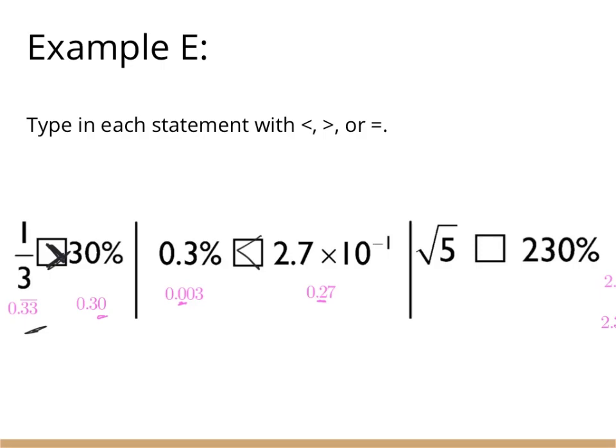I've got the square root of 5, so I'm going to take my 5, put it in my calculator. When I go ahead and do that, I end up with 2.236 on and on and on forever and ever. And then I've got 230%. So again, I'm going to divide that by 100, or I'm going to move my decimal 2 places to the left. When I go ahead and do that, I end up with 2.30. So now I'm going to compare them. I've got a 2 and a 2, so that's not useful. I've got a 2 and a 3. The 3 is bigger than my 2, so I'm going to go ahead and say that the square root of 5 is less than 230%.